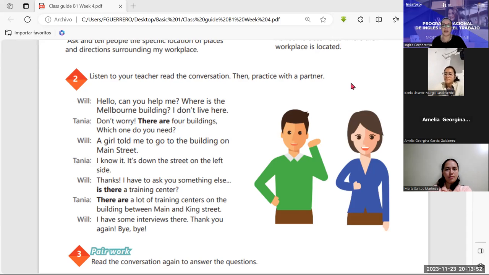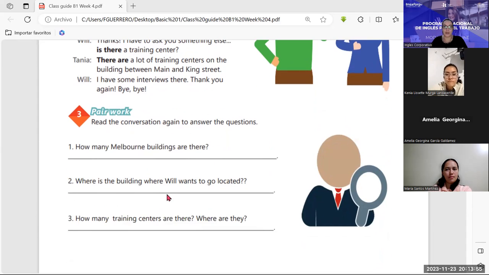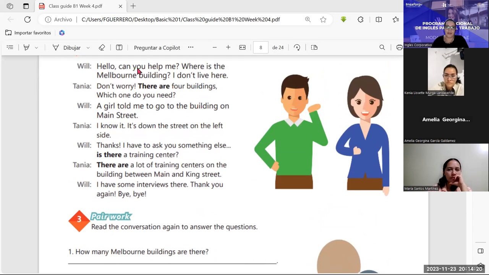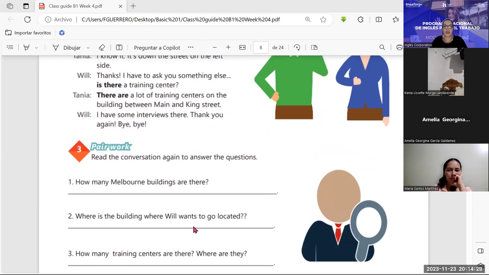Okay, so to continue with this exercise, we have some questions here. Let's read number one. How many Melbourne buildings are there? Where is the building where Will wants to go located? How many training centers are there and where are they? So we have to answer these questions and we can find the information here in the conversation that we've been practicing. I'll give you time to answer the three questions and then we're going to share the answers.